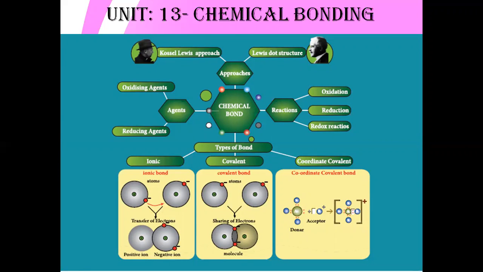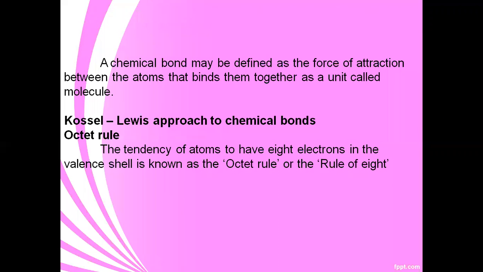Next one is reactions. What are the chemical reactions? Oxidation, reduction and redox reactions. Then the agents: oxidizing agents and reducing agents. These are the topics contained in chemical bonding. One by one we will see. The first one is the Kossel-Lewis approach to chemical bonds. This rule is called the octet rule.